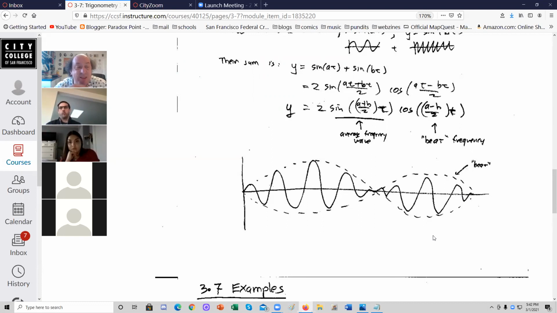Let me see if I can do this. I used to be able to do this. Whistle and hum at the same time. Let's see. There you go. You got a definite beat in there.